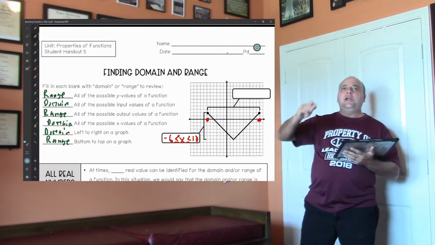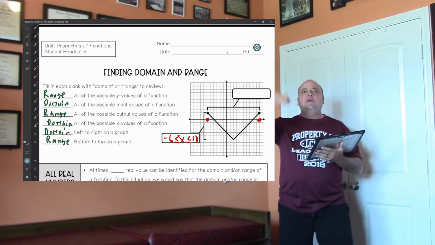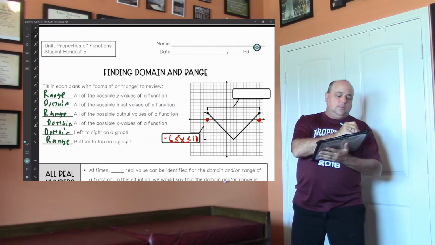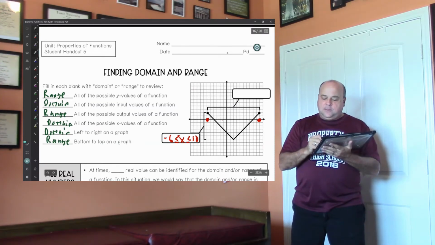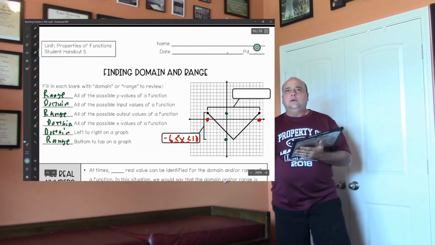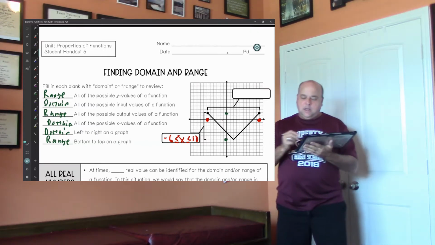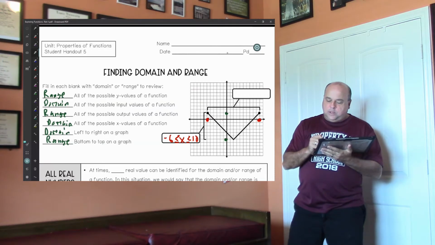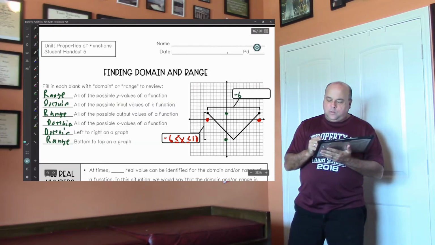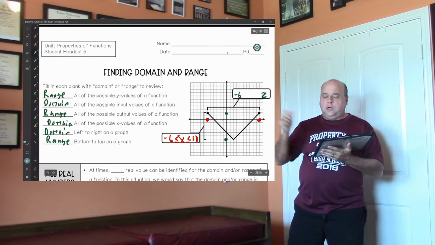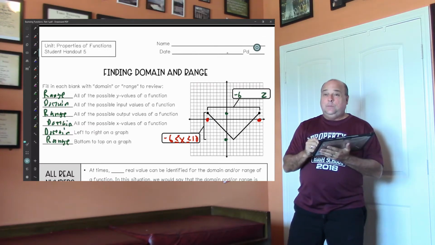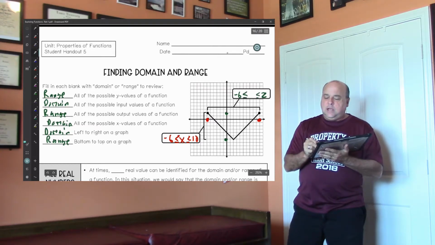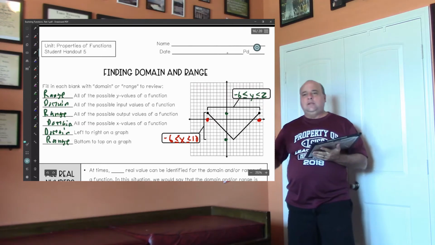Now let's do the range. We're going to go from the bottom of the graph to the top of the graph. I'm going to do this in another color. The bottom of the graph is right here and the top of the graph is right here. So we're going from the bottom to the top. The bottom number will be -6 and the top number would be 2. They're both closed dots. This would technically be a closed dot because it does include that value. So less than or equal symbols and put a y. That's how I'll write the domain and range.